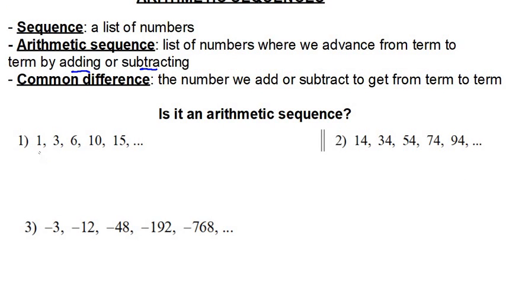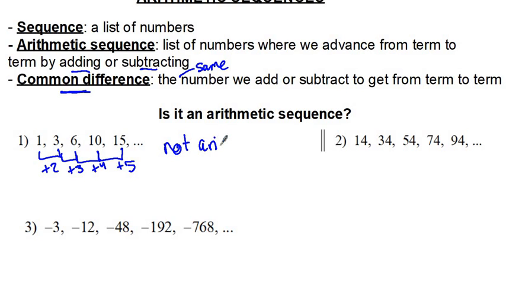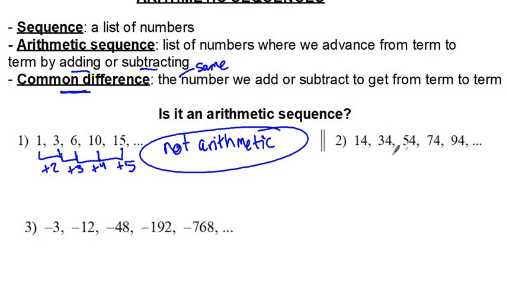So let's try to find a pattern. To go from 1 to 3, we went plus 2. To go from 3 to 6, we went plus 3. Here we went plus 4, and here we went plus 5. You might say, well, sure, there's a pattern right there, and that's true. But remember, common difference means it's always the same number. We have to be adding or subtracting the same number, and here we're not. Here we're increasing by 2, and then by 3, and then by 4. So this is not an arithmetic sequence. We are not adding or subtracting the same amount each time.